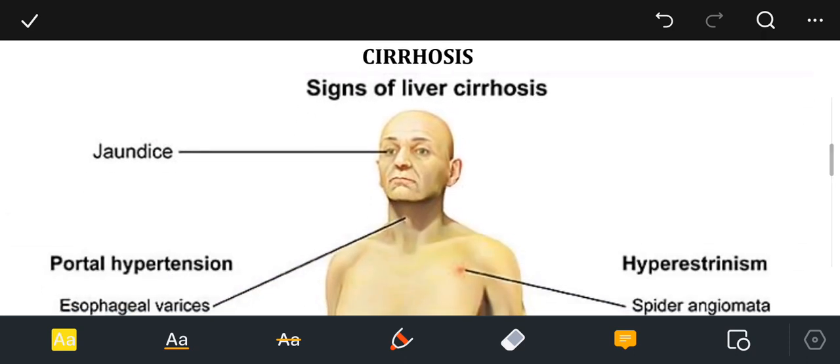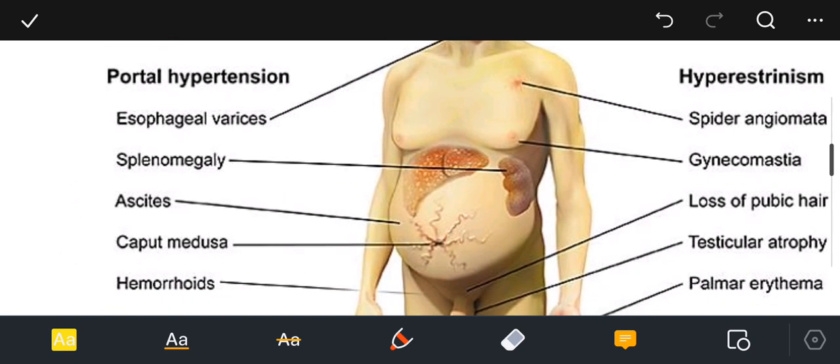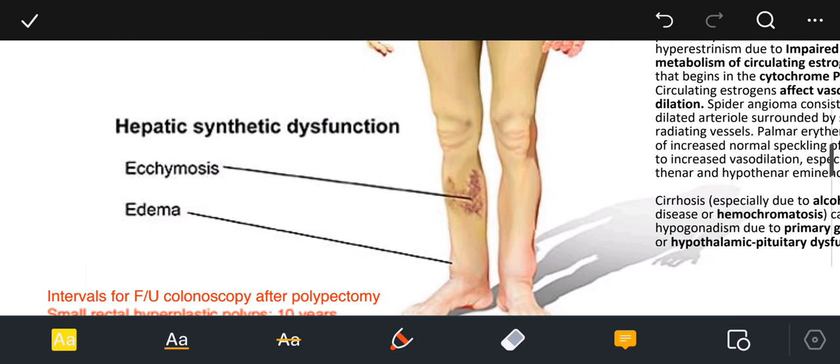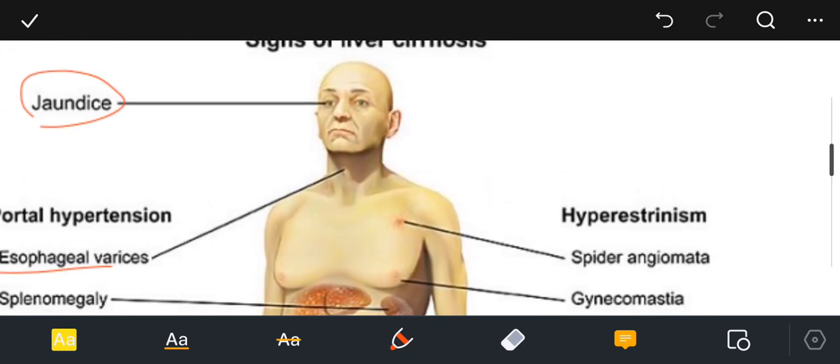Now let's talk about the signs of liver cirrhosis. The very first sign will be jaundice. Then portal hypertension will present with esophageal varices, splenomegaly, ascites, caput medusae, and hemorrhoids. Hepatic synthetic dysfunction will lead to ecchymosis and edema. Ecchymosis because there is decreased clotting factor formation, and edema because there is decreased albumin synthesis.